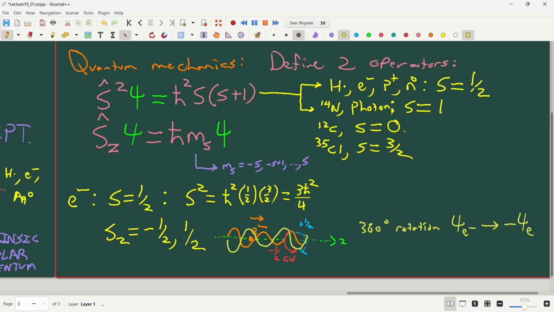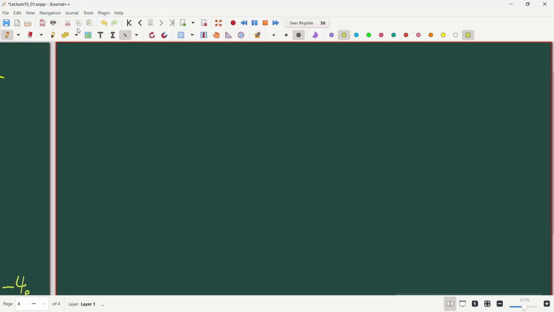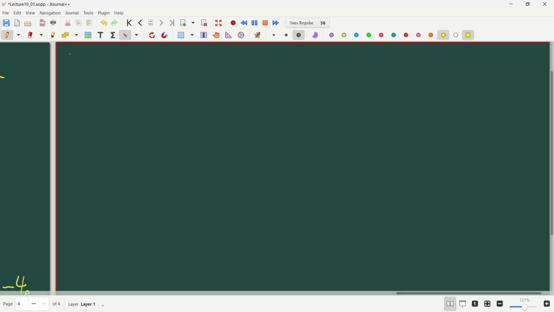So let me just add one more thing. Let's just look at one more particle, and then I'm going to close up shop. Let's look at the photon.